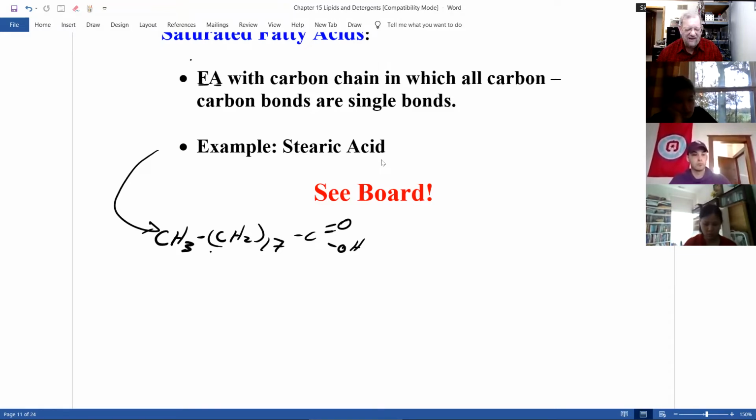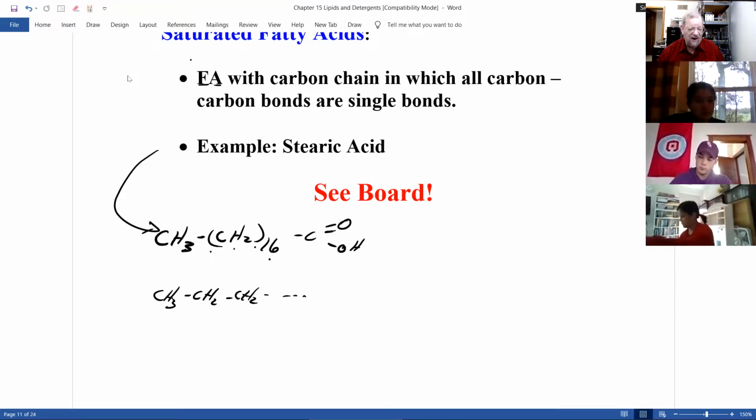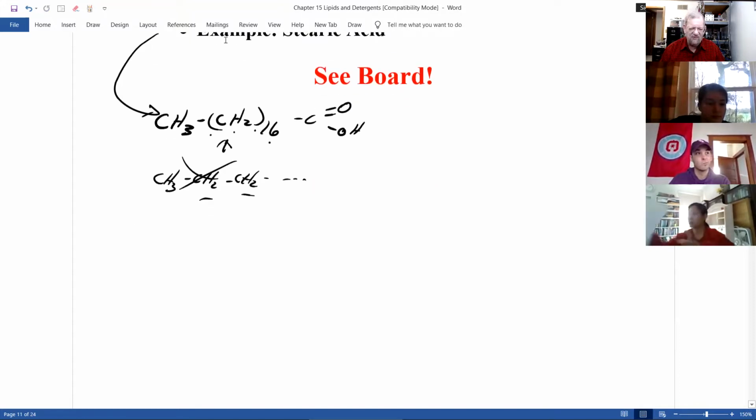And remember to bracket something inside, close bracket, and then a number subscript tells you how many CH2s are connected. It'll be CH3, CH2, CH2, and so on, where there's 16 of those. It's easier to draw it this way, so you'll never see me do it the other way for this. And that's stearic acid, and you should know the structure.